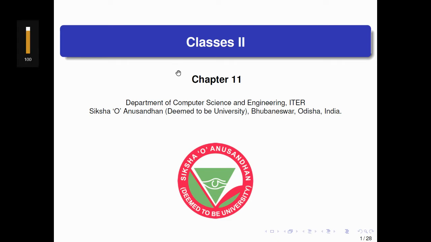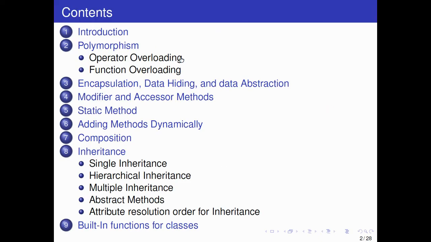So we are starting with this next chapter, chapter 11. The name is class 2. So this is the next part of class. Here the contents are the introduction and the topics we will cover. First we'll see the introduction, then polymorphism. In that we have operator overloading and function overloading.